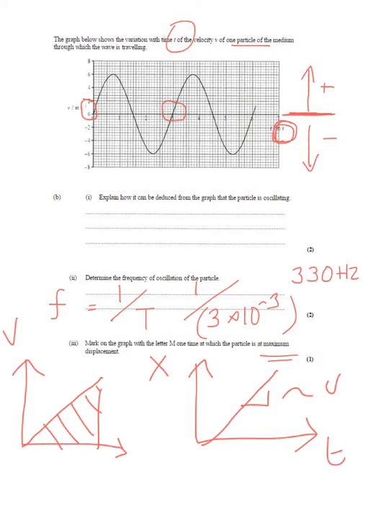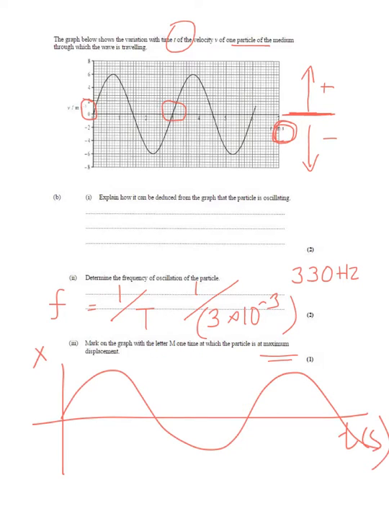Now, at which point is the particle at maximum displacement? If we think about the displacement time graph, what exactly is going on at maximum displacement? Well, there is something kind of interesting going on with the slope, right? The slope is equal to 0. So the velocity must be equal to 0.